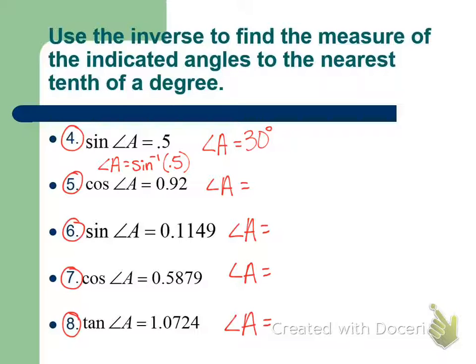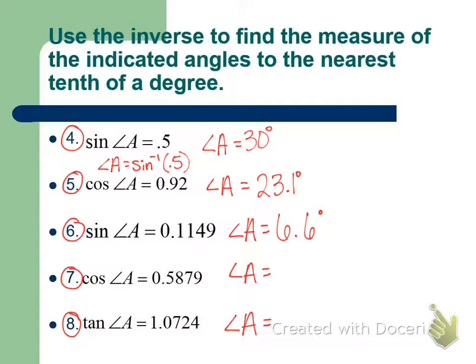On number 5, what should I be typing into my calculator? Cosine inverse of 0.92. Good. Cosine inverse this time. Rounded to the nearest tenth, what is that? Good. On number 6, what's getting typed into my calculator? Good. Inverse sine of that decimal, 0.1149. Rounded to the nearest tenth, what do we get? Good. 6.6 degrees. It's a pretty small angle.